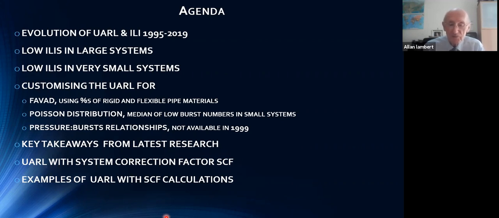I'll then explain the 3 additional factors which I've used collectively to optionally customize any individual UARL calculation using a system correction factor, SCF, which varies with pressure, and the key takeaways will then be summarized. Kate will then show examples of UARL with SCF calculations, which demonstrate how pipe materials, system size and pressure can be key influences not only on the UARL in small systems at lower pressures, but also in other systems at higher pressures as well.